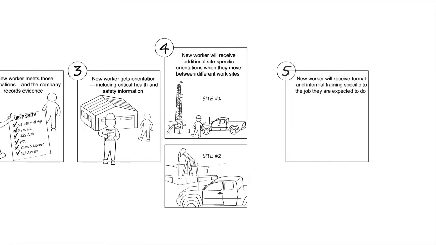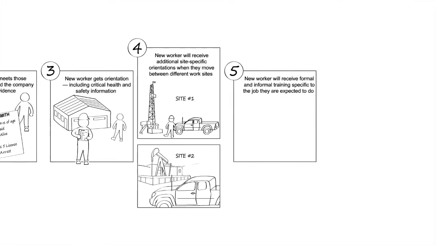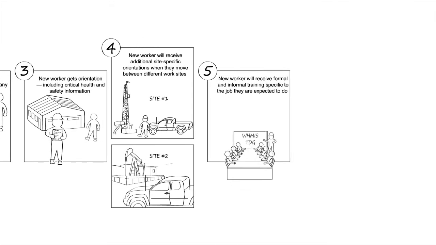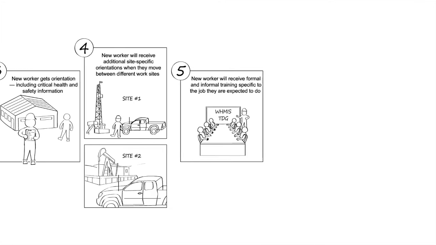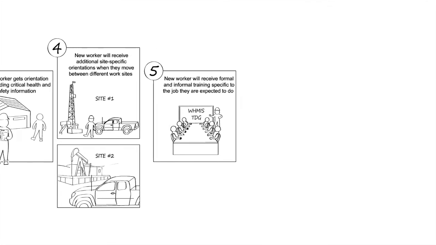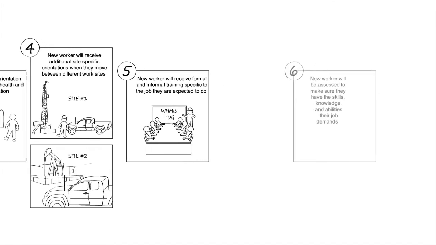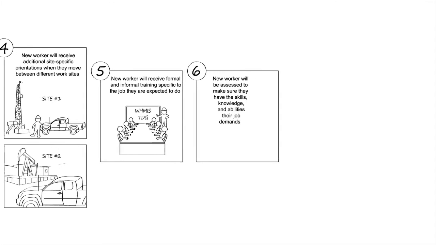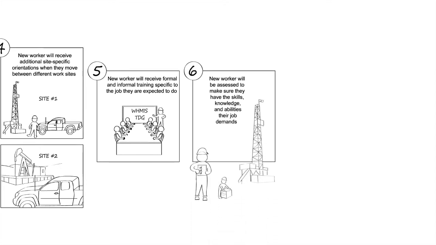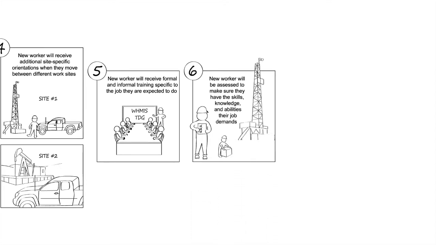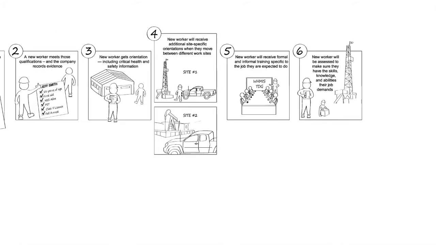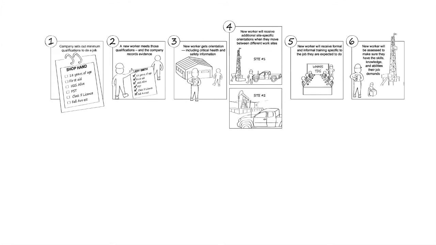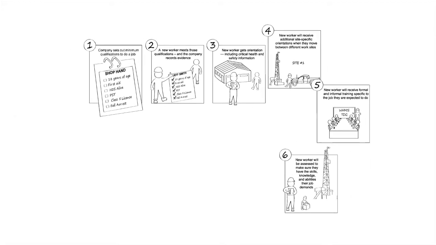Fifth, the new worker will receive formal and informal training specific to the job they're expected to do, and it must cover any job hazards and any procedures designed to control those hazards. And finally, the new worker will be measured or assessed in some way to make sure they now have the skills, knowledge, and abilities that their job demands. Of course, things are rarely that straightforward.